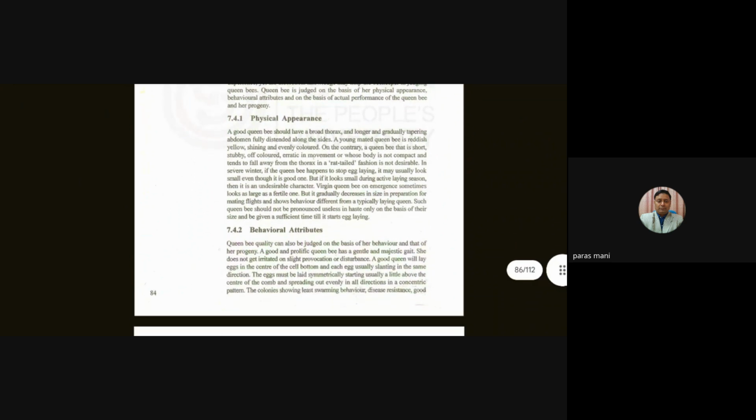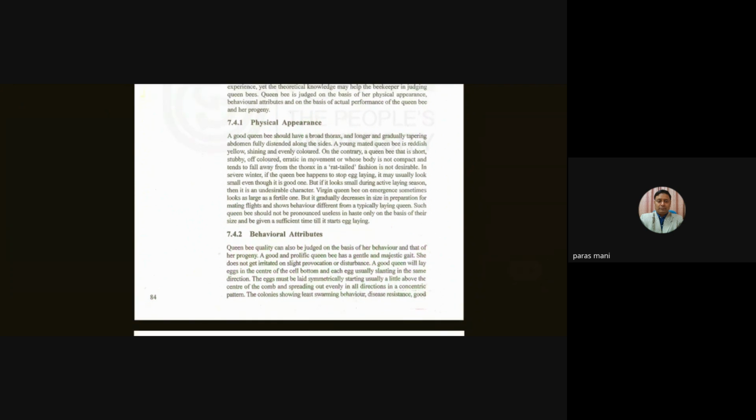The different attributes contributing to the quality of the queen bee begin with physical appearance. A good queen bee must have a broad thorax. Thorax is the middle part of the body. The major parts are head, thorax, and abdomen. The thorax holds the wings and all three pairs of legs. That should be broader and longer, with a gradually tapering abdomen. That is the perfect queen.